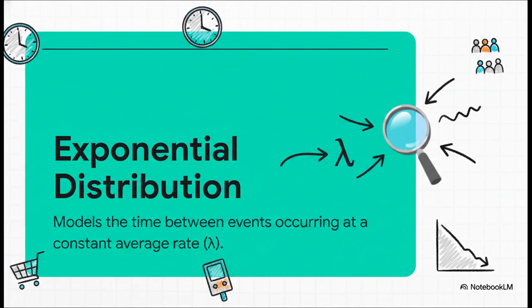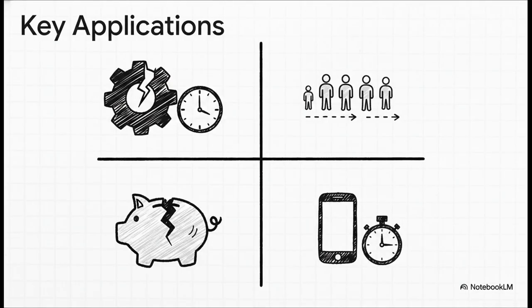We represent that rate with the Greek letter lambda. Just think of lambda as the average number of events, like customers arriving or text messages coming in, per hour or per minute, or whatever unit of time you're using. And this thing pops up everywhere.